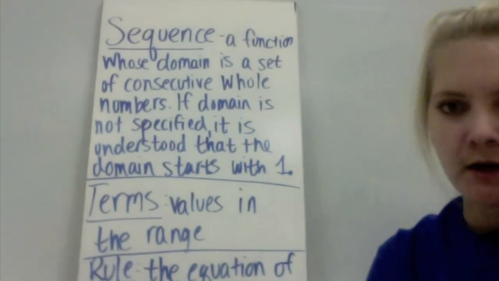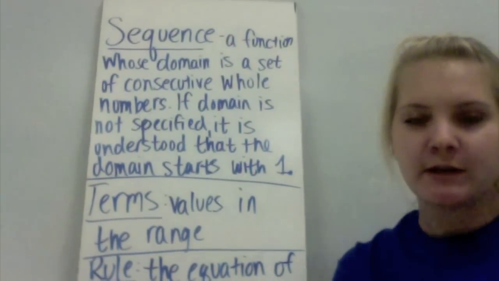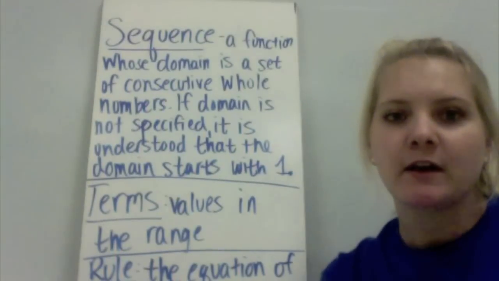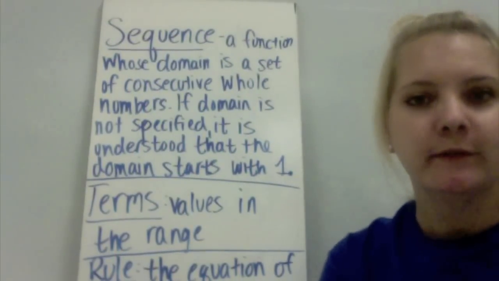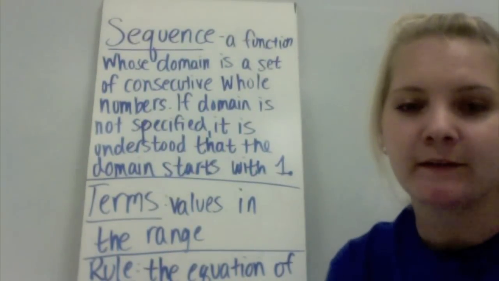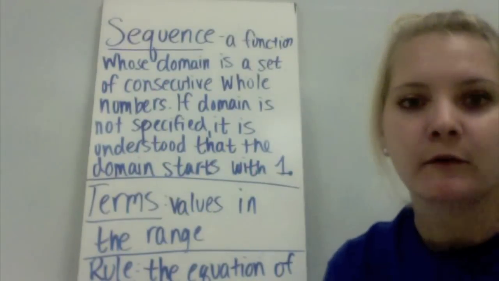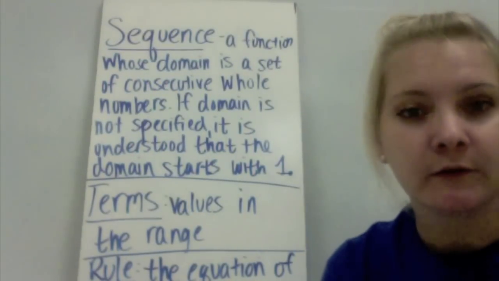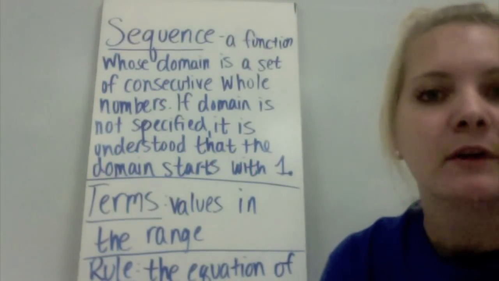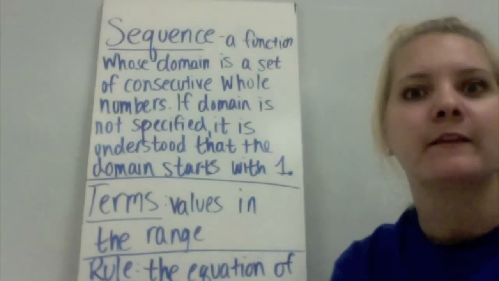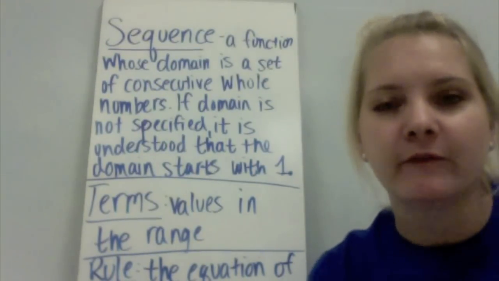All right, we are taking a look at sequences today. So first I'm going to go to the definition of what a sequence is. A sequence is a function whose domain is a set of consecutive whole numbers. If the domain is not specified, it's understood the domain starts with 1. So when it means consecutive whole numbers, we're looking at the values 1, 2, 3, 4, 5, 6.